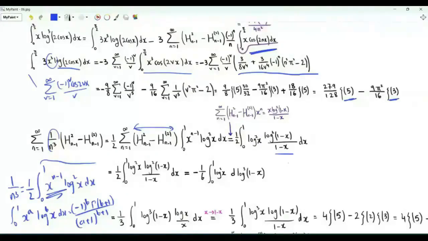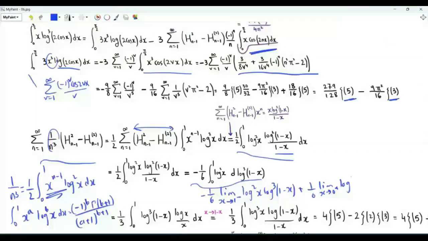The sum is equal to the square of log 1 minus x over 1 minus x. This integral is minus 1 over 6 integral x from 0 to 1 of log x squared d log 1 minus x cubed. We do integration by parts. This is minus 1 over 6, limit as x tends to 1 from below, of log x squared log 1 minus x cubed, plus 1 over 6, limit as x tends to 0 from above, of log x squared log 1 minus x cubed. These two limits are 0.